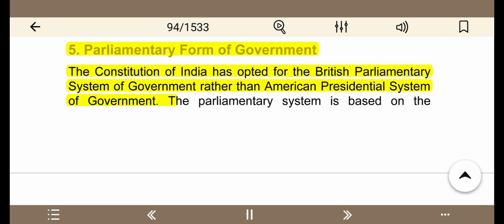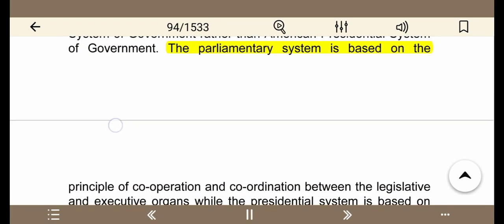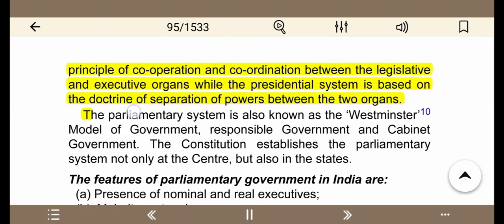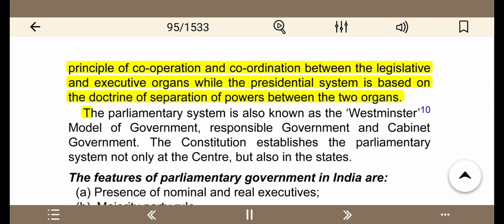5. Parliamentary form of government. The Constitution of India has opted for the British parliamentary system of government rather than American presidential system of government. The parliamentary system is based on the principle of cooperation and coordination between the legislative and executive organs, while the presidential system is based on the doctrine of separation of powers between the two organs. The parliamentary system is also known as the Westminster model of government, responsible government and cabinet government. The Constitution establishes the parliamentary system not only at the centre, but also in the states.